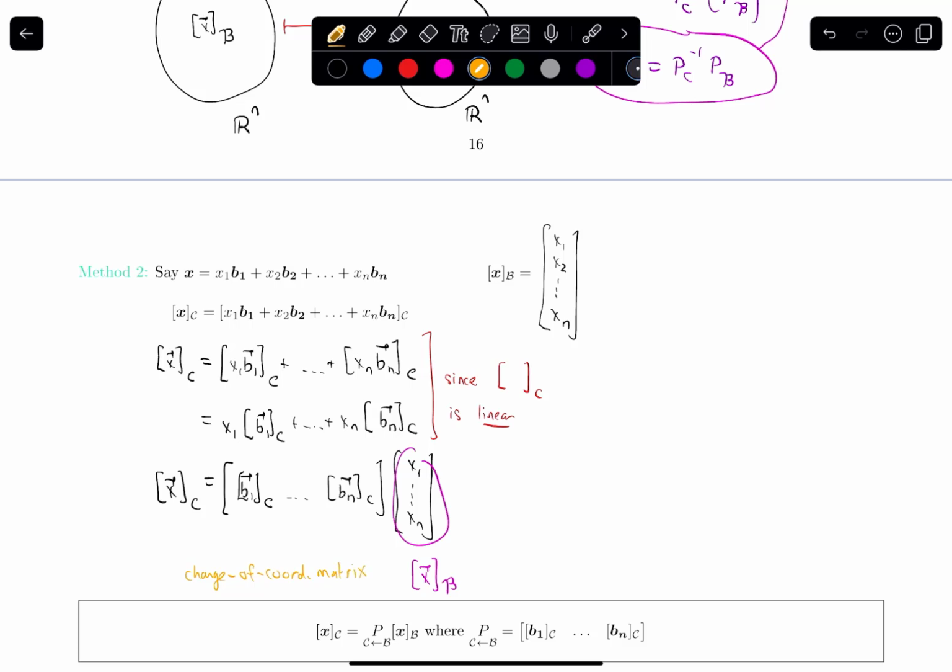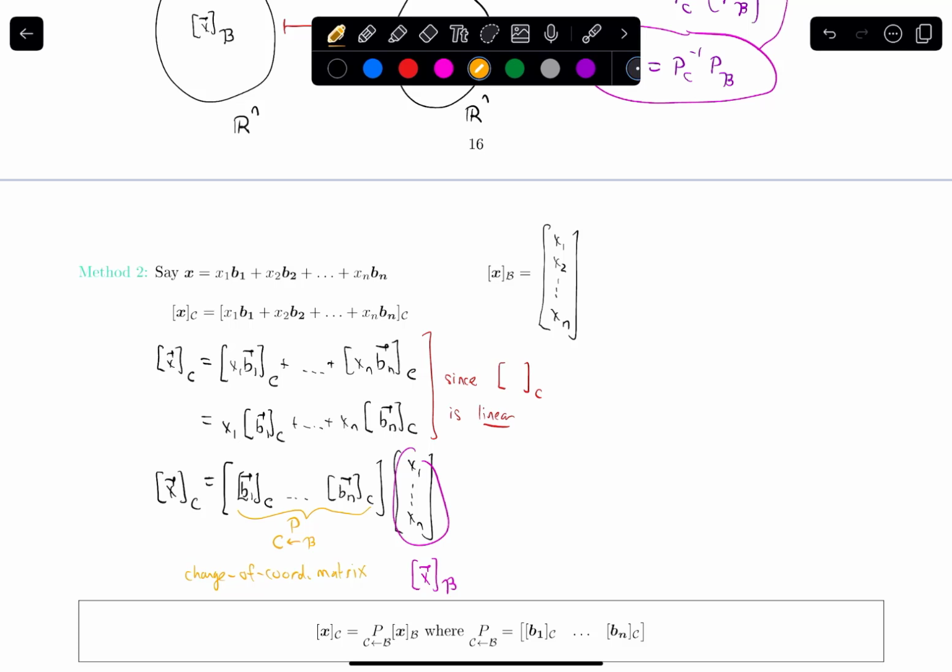Okay, and now I'm going to introduce some notation to talk about this matrix so I don't have to keep writing these words all the time. So the notation for this is we call this matrix P, and then underneath the P, we write a B here for the basis B. We put a backwards arrow pointing to C.